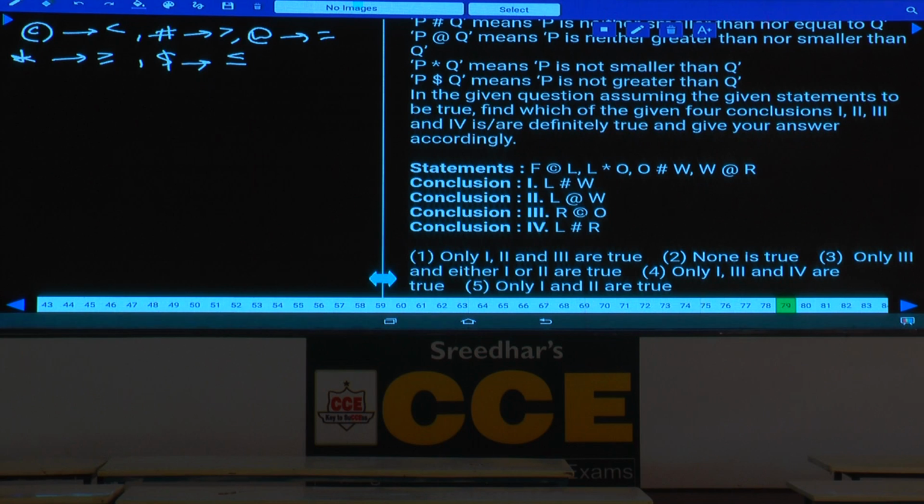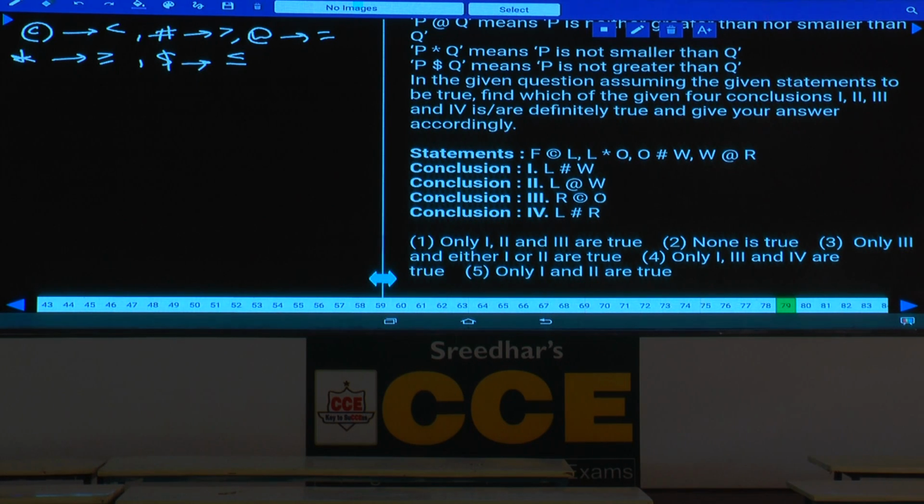Then coming to question number 79. Now in this 79, tell me what is the information here. Copyright means F lesser than L. F lesser than L and L star. L star means L is greater than or equals to O, and O hash. O hash means O greater than W, and W at the rate of means W equals to R. Next, first one, L hash. Hash stands for L greater than W. L greater than W, definitely true.